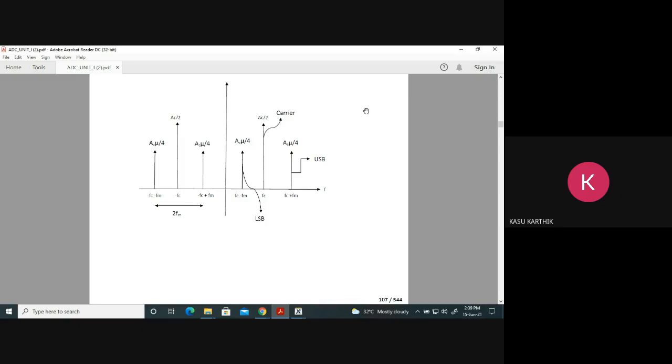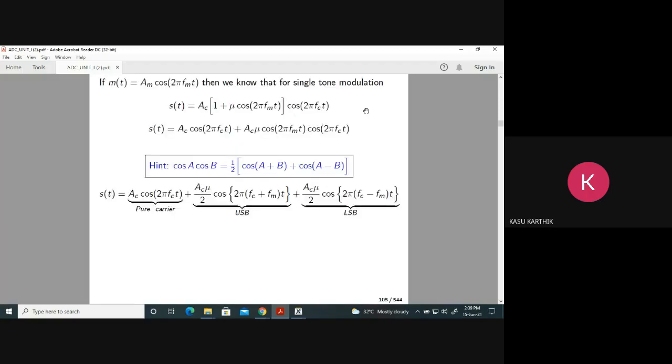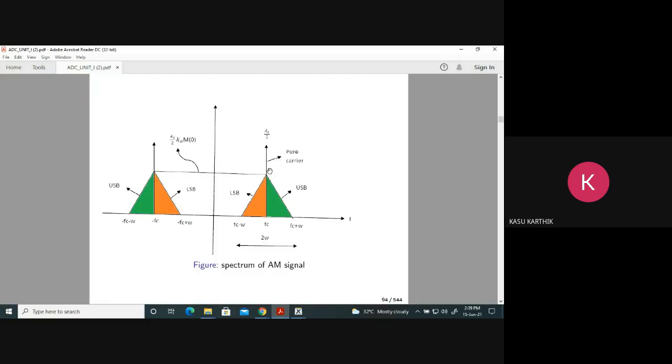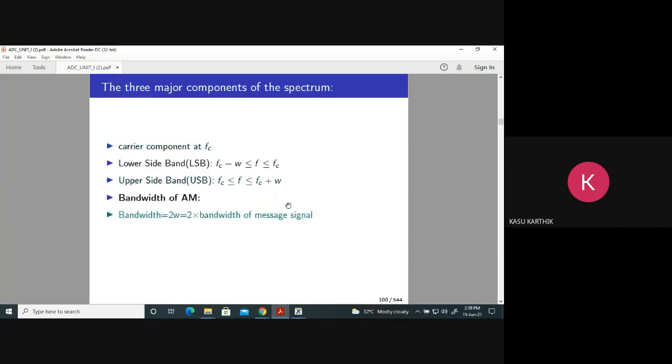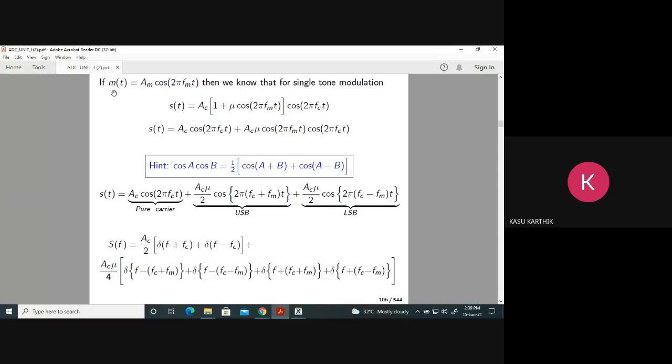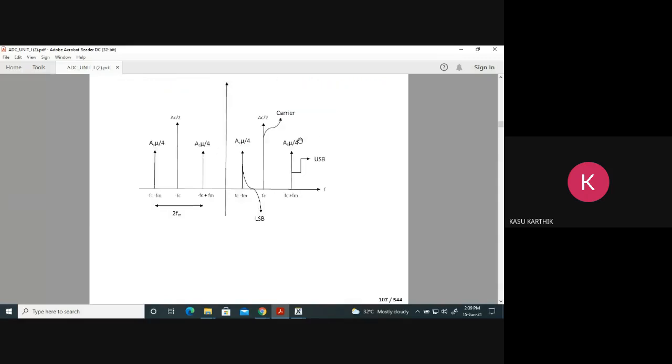Here all are impulses. Don't get confused. Previously we had impulses as well as triangles, shifted versions of triangles. Why? Because I had assumed that the spectrum of the message is a triangle. But here there is no assumption. m(t) is given to us, it is specified. So this is the spectrum of a single-tone AM signal.